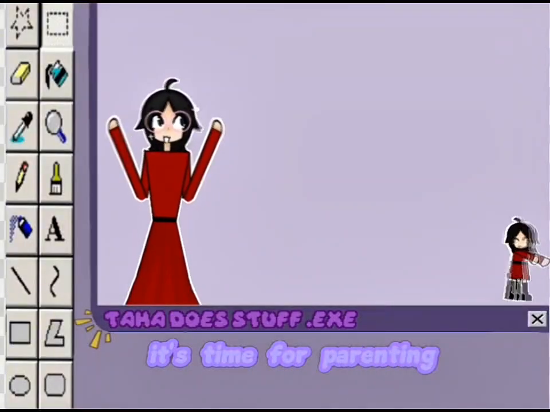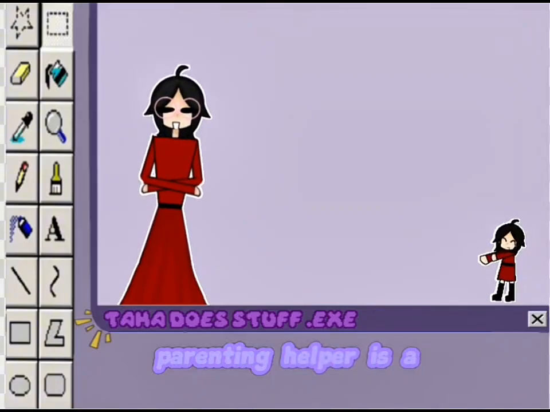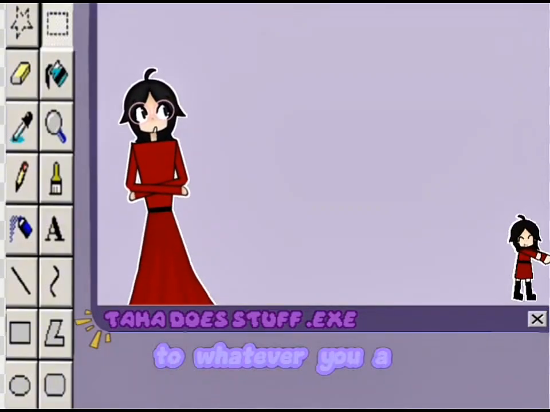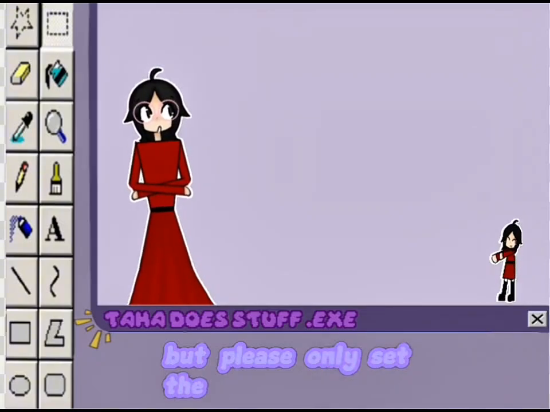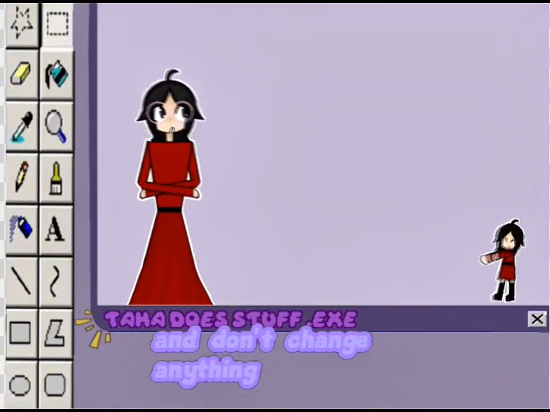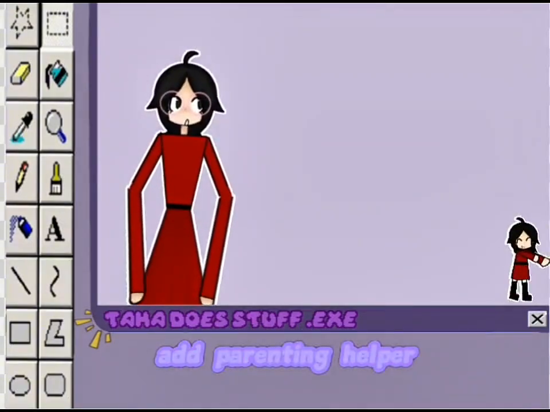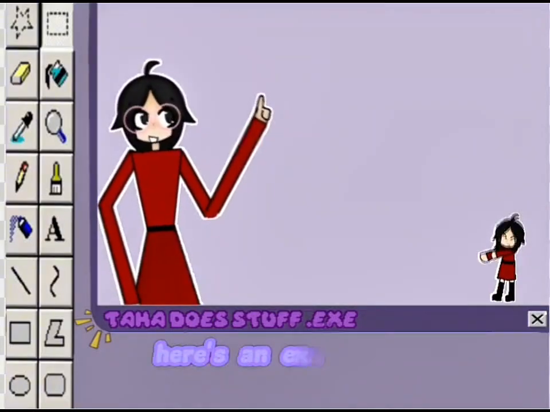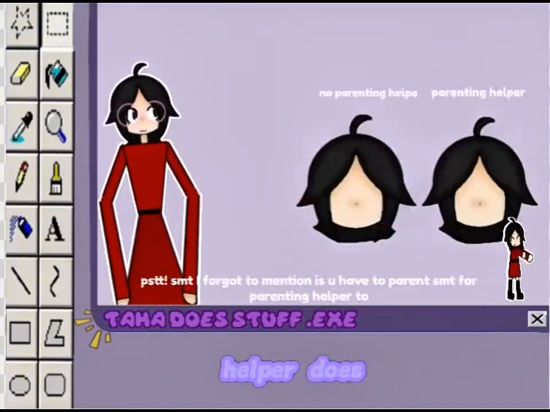It's time for Parenting Helper. Parenting Helper is an effect, and it's pretty simple. All it does is add gravity to whatever you add it to. But please only set the rotation to locked and don't change anything else. Add Parenting Helper to all upper limbs, back hair and any hanging accessories. Here's an example of what Parenting Helper does.